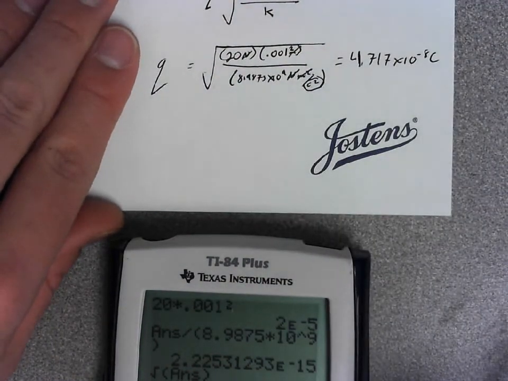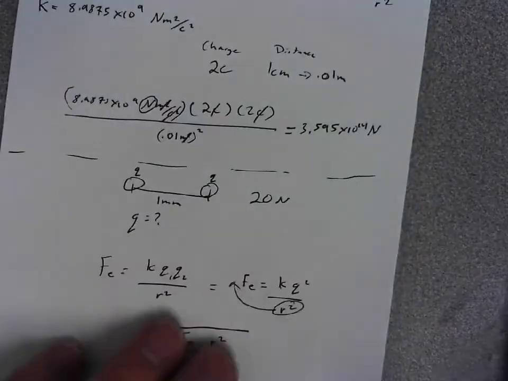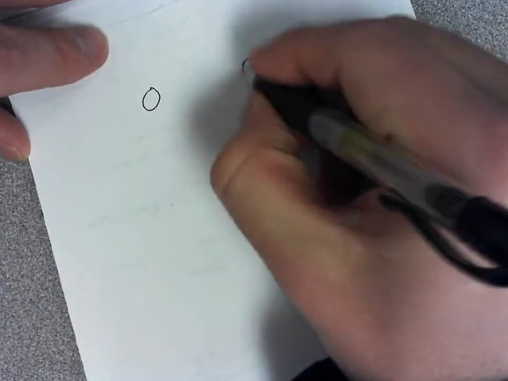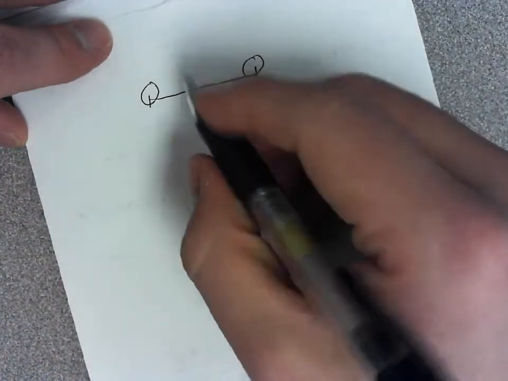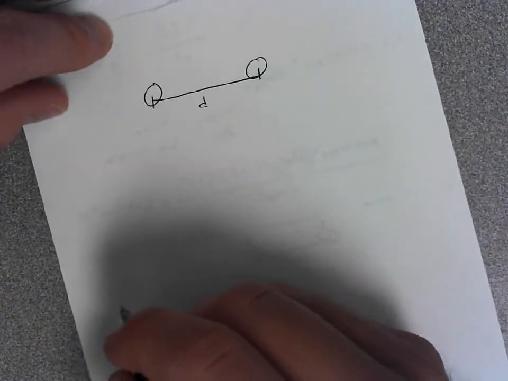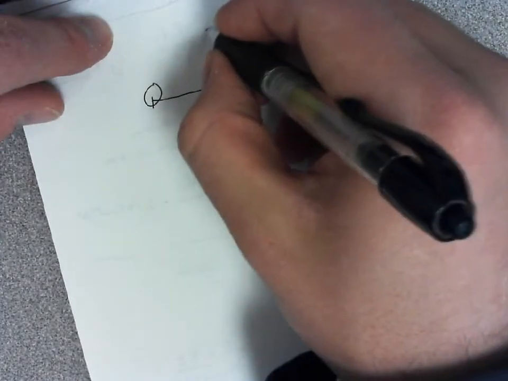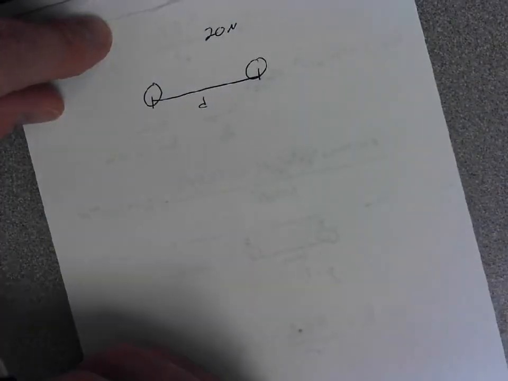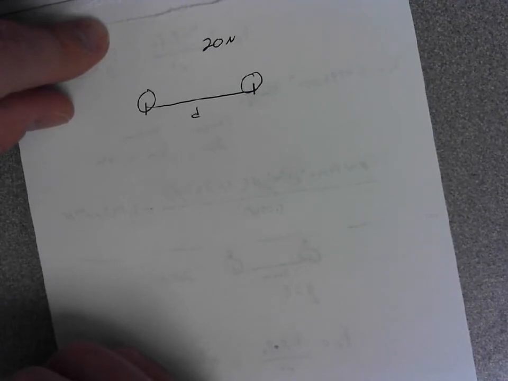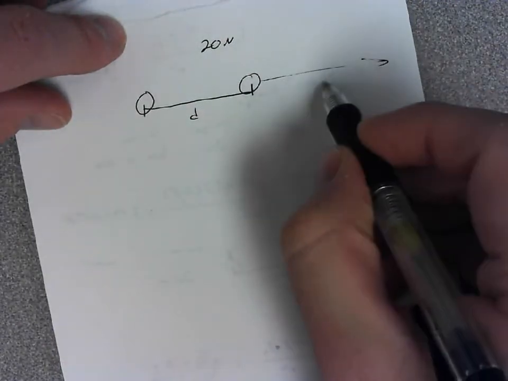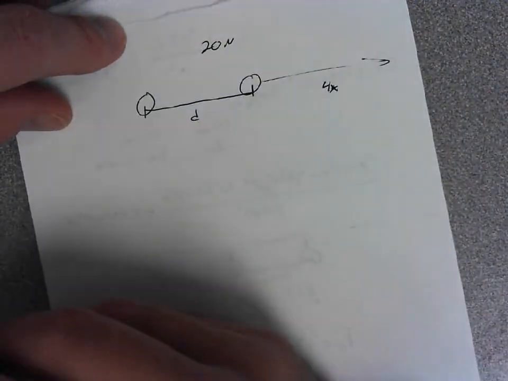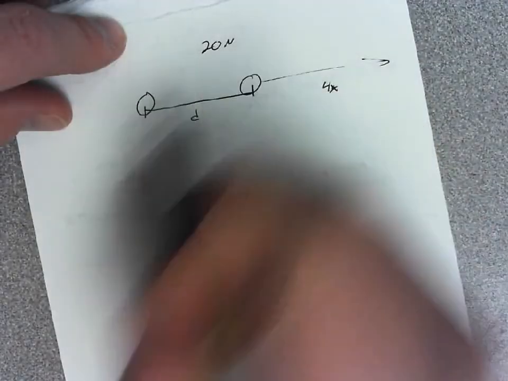Let's review really fast inverse square law relationships. Let's say that I have two charges here at some distance. Doesn't really matter whatever this distance is. And let's say there's a 20 newton force between it, just like that last one. And let's say I quadruple the distance. Okay, so I extend this by 4 times. All right, and I just want to know, how does my 20 newtons change?